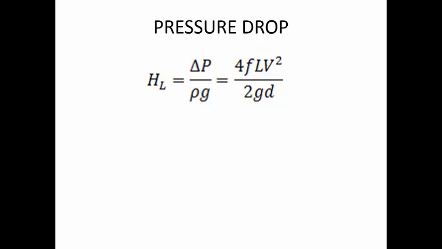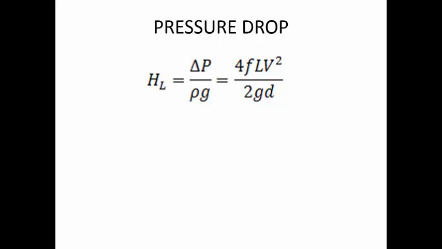Now what is F here? HL is the loss of pressure head, or head loss. Delta P is the pressure. We know that P is equal to rho into G into H. So if you want to convert it into pressure, we get HL is equal to delta P divided by rho into G. So HL is equal to 4FLV square divided by 2GD, where L is the length of the pipe, V is the velocity of the flow, G is the acceleration due to gravity, and D is the diameter of the pipe. F is the friction factor.